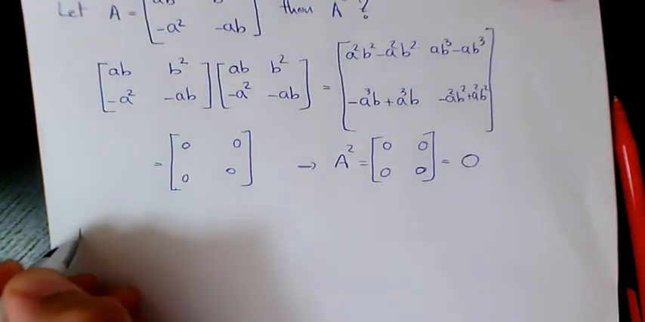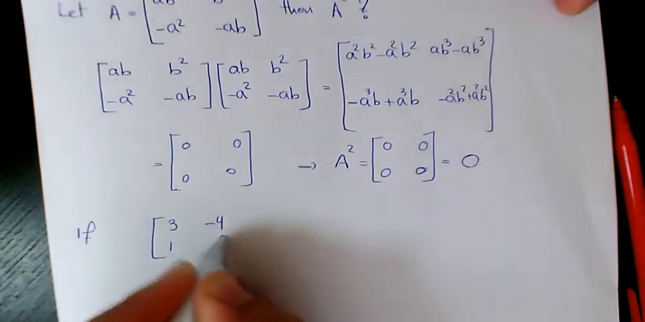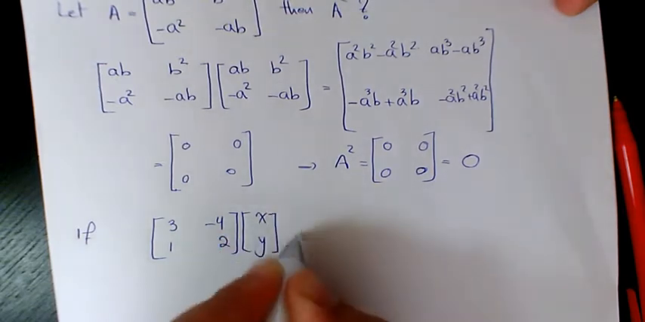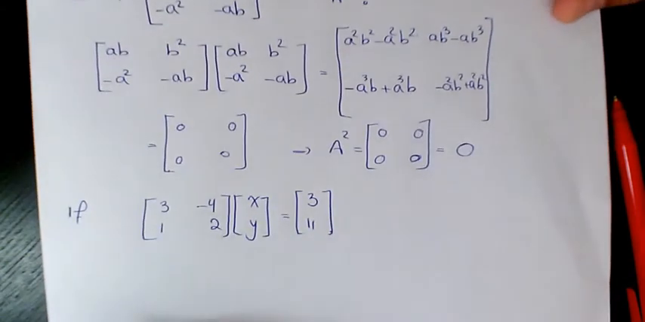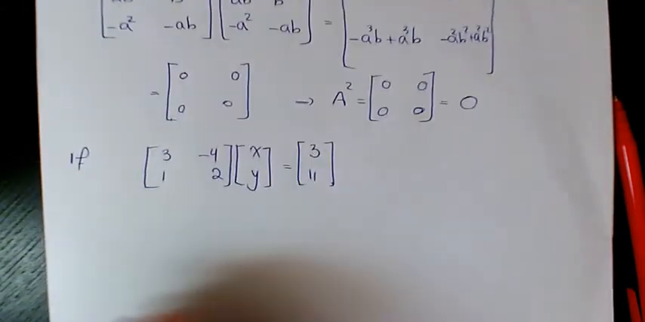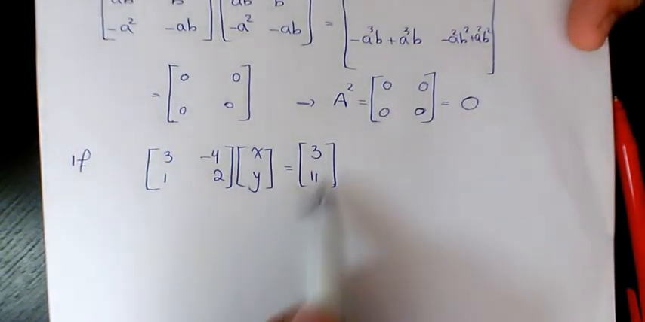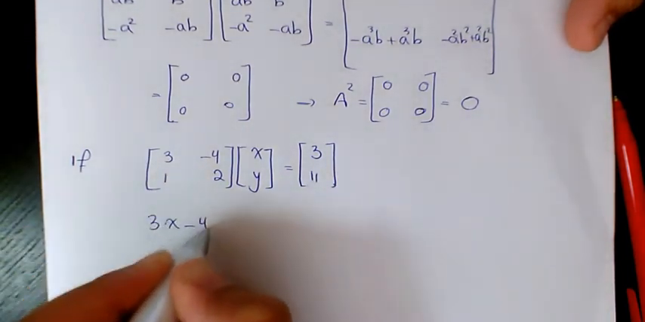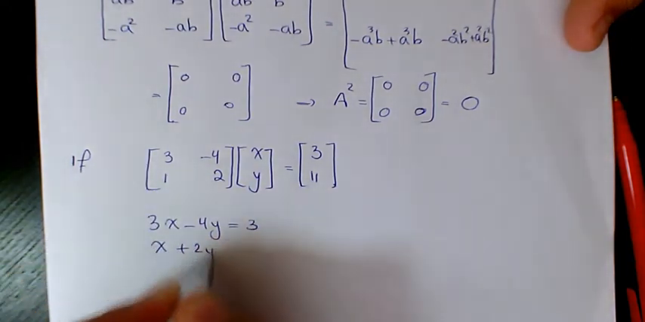Next question is saying that if the matrix 3, negative 4, 1, 2 times the column x, y equals the column 3, 11, what are the values of x and y? So here we have a 2 by 2 matrix and here we have a 2 by 1 matrix. The answer is going to be 2 by 1. So that's going to be 3 times x minus 4y equals 3, and 1 times x plus 2y equals 11.